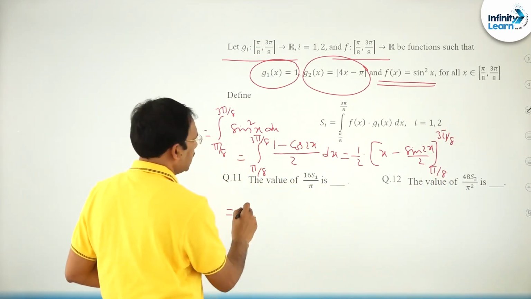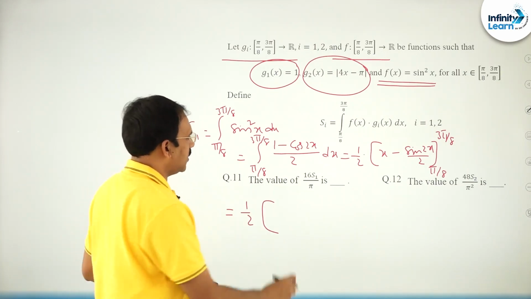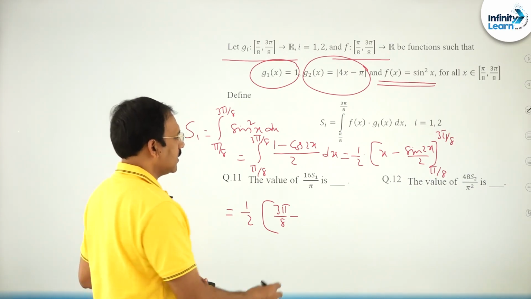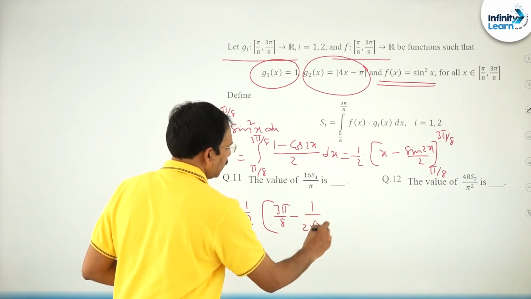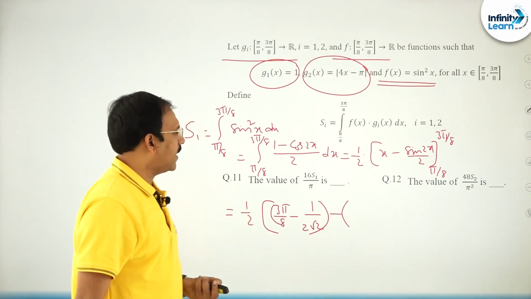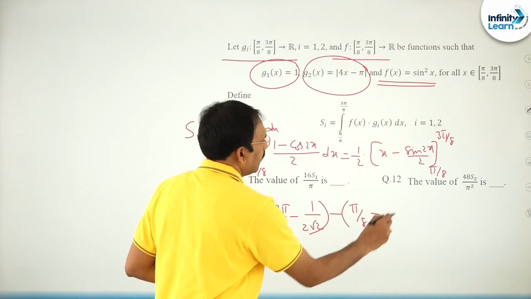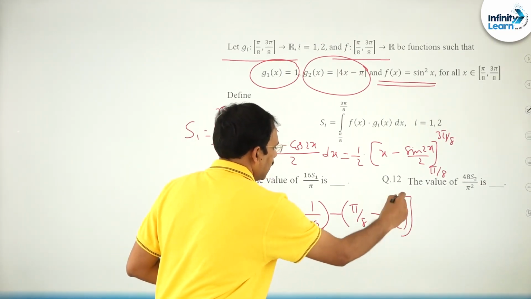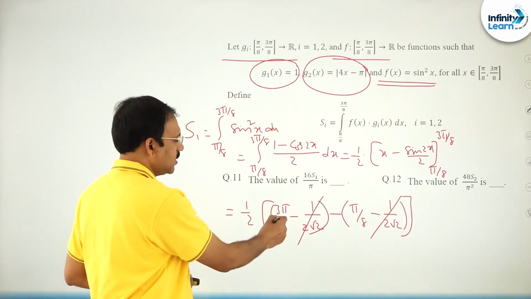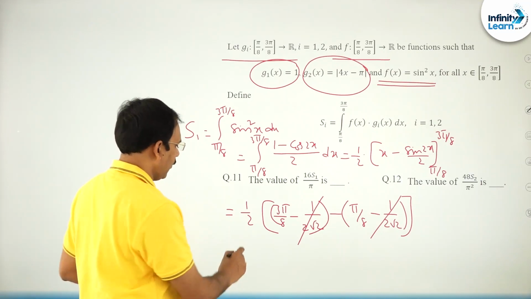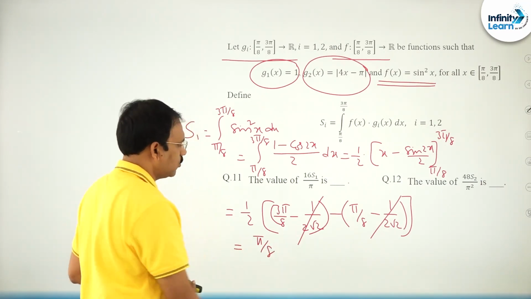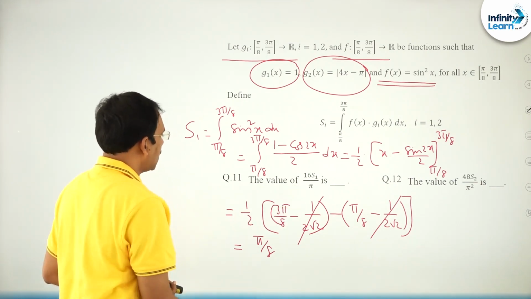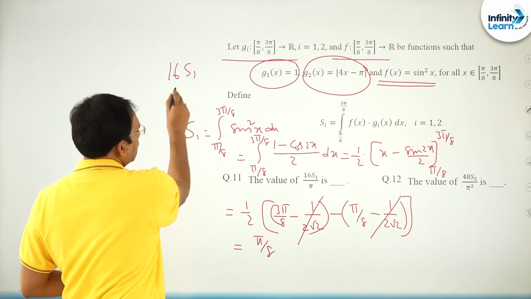So you just simplify friends here: 1 by 2 into, substitute 3 pi by 8 minus, double of this is 3 pi by 4, sin 3 pi by 4 is 1 by root 2, so 1 by 2 root 2, minus pi by 8 minus sin pi by 4 which is 1 by root 2, so 1 by 2 root 2. So these two will cancel out, this is 2 pi by 8 which is pi by 4 by 2, so pi by 8 it is going to be. So S1 is known, and he is asking us to find 16 S1 by pi.